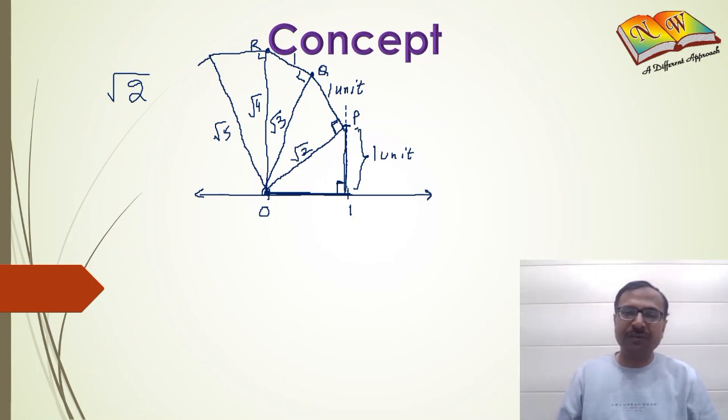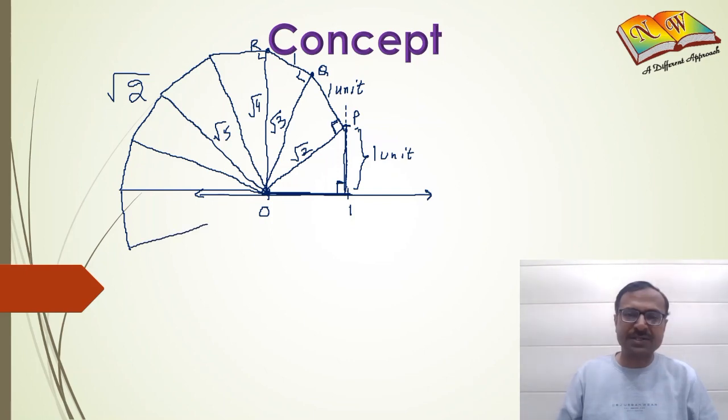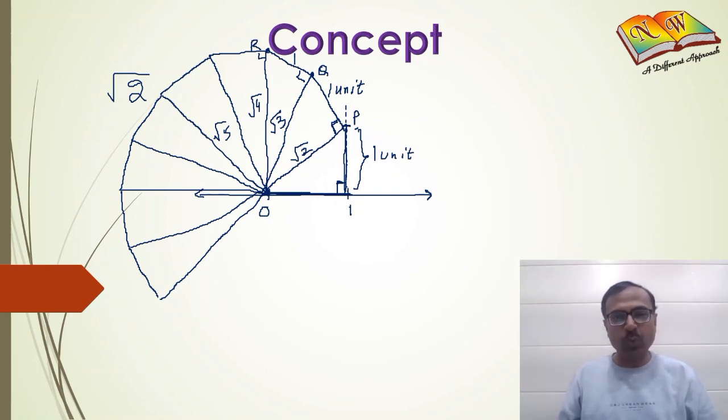So what happens when we make a number of such triangles? We will obtain a spiral. As you can see, I'm constructing some of them by taking 1 unit. This process goes on and we get a spiral like this, and this is what we call a square root spiral.